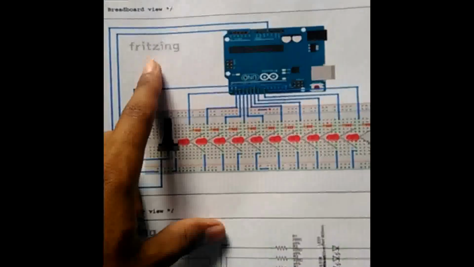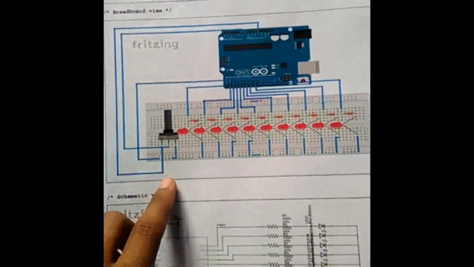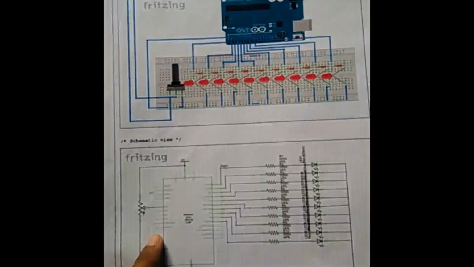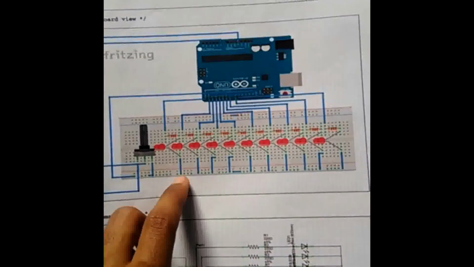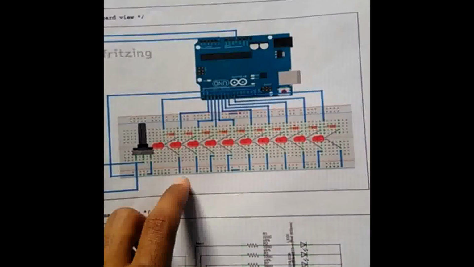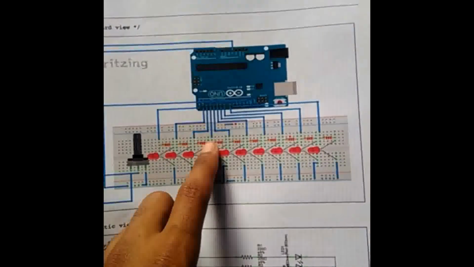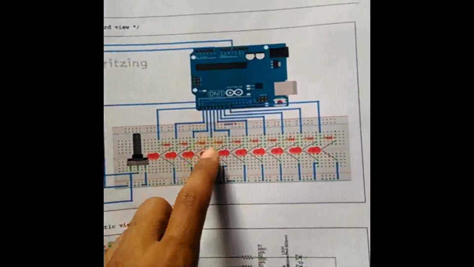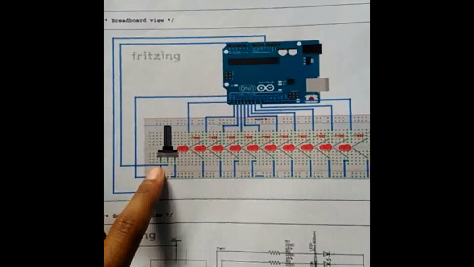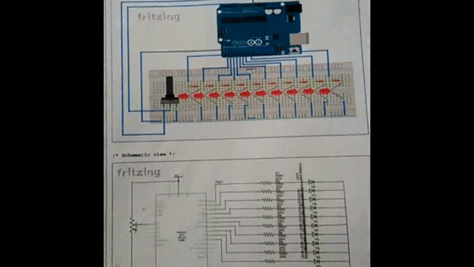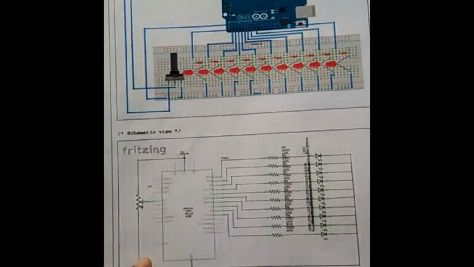In this project I have used the Fritzing software, in which we can make the breadboard view, and according to that the schematic view is generated. Here in the breadboard view, LEDs are connected in a straight line and their cathodes are common to the ground, and anodes are connected to the pins of the Arduino board through these resistors, and one potentiometer is connected to control the delay between each LED. And this is the schematic view for the above breadboard view.